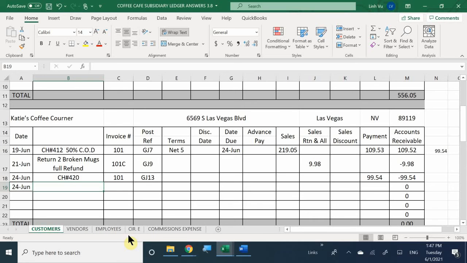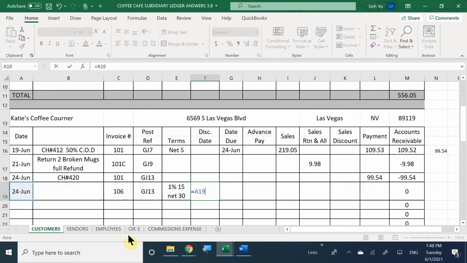Date is 6/24. And you could put received 20 pounds of regular coffee, Supreme, and 22 mugs. Invoice is 106. General Journal 13. Terms is 1%, 15, net 30. The due date is 7/4. The discount date is 7/4?